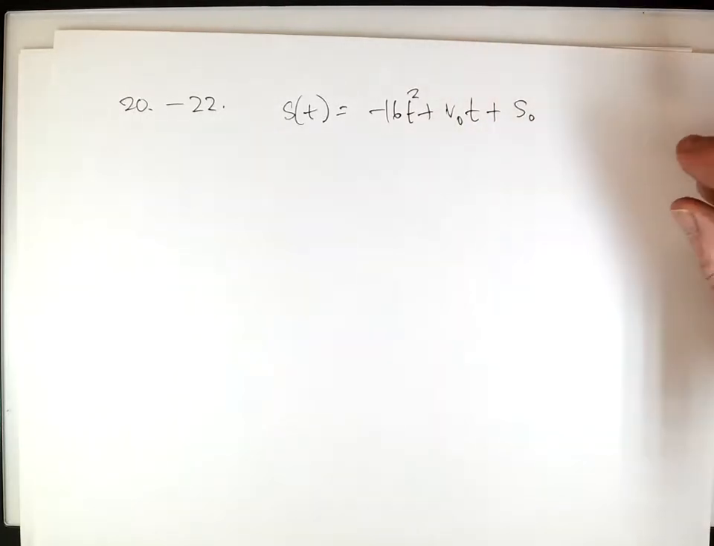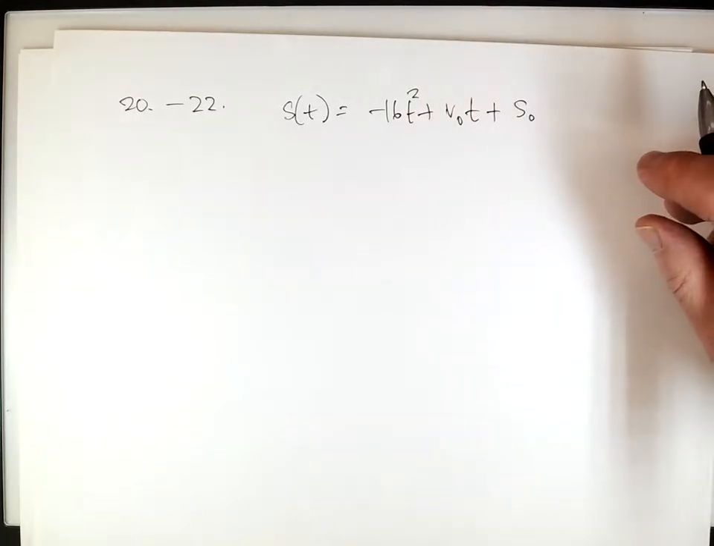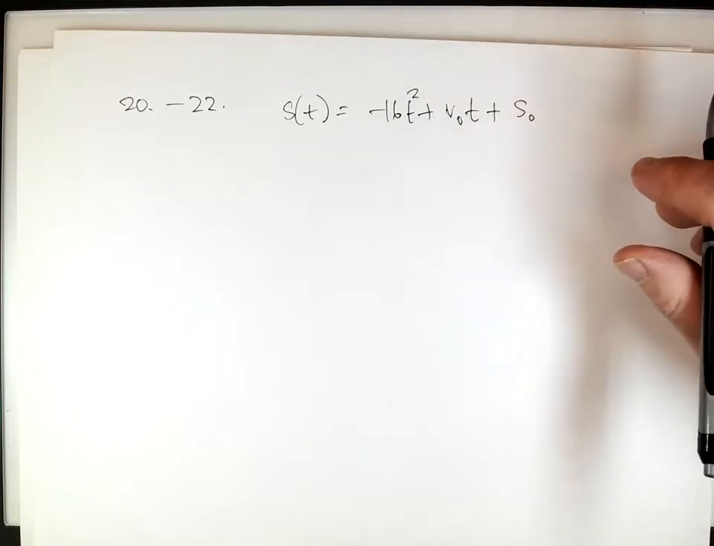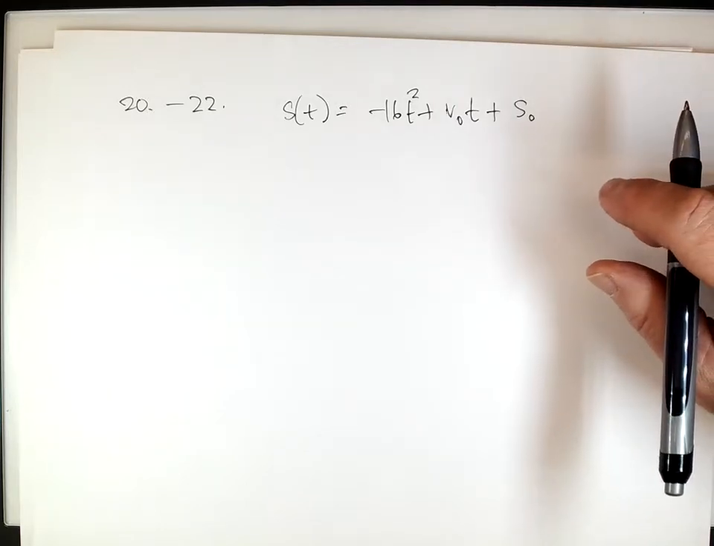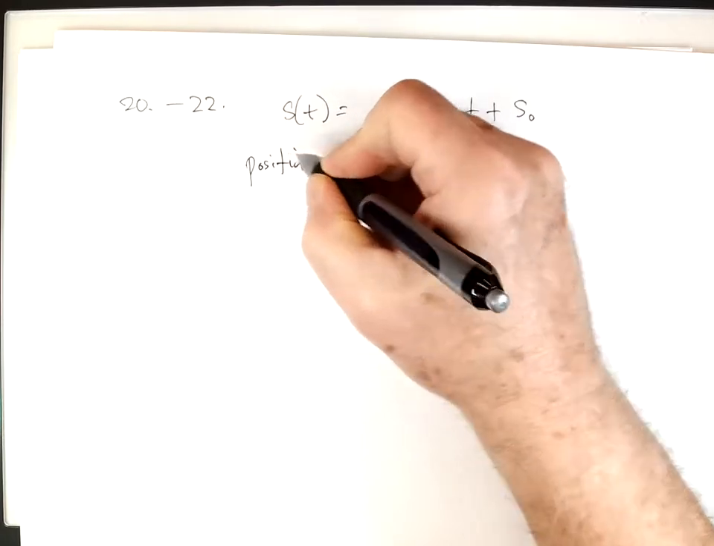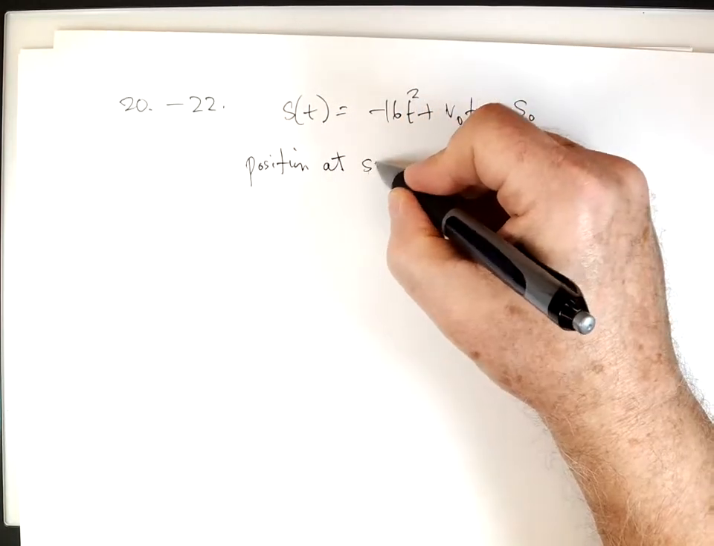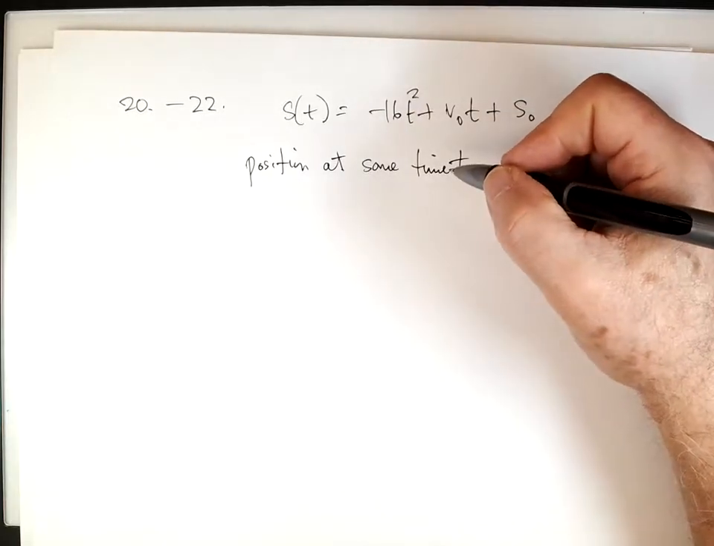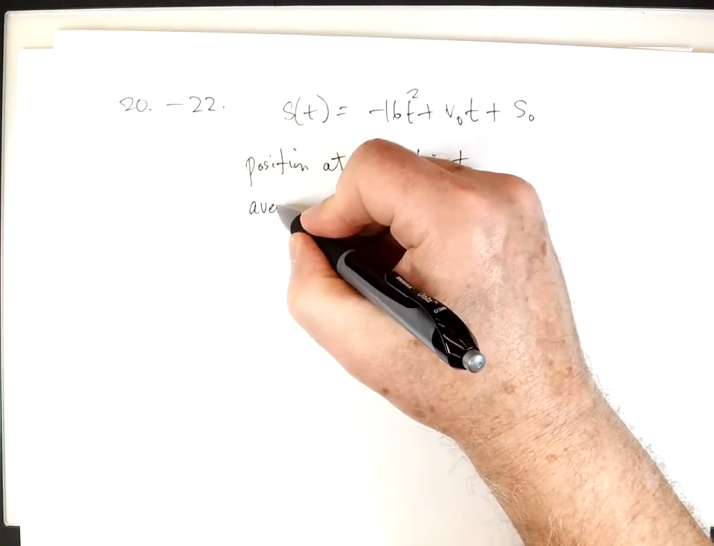This is giving you the position of a particle at any time t. I'm going to ask for position at a given time, at some time t. I'm going to ask for average velocity over an interval of time.